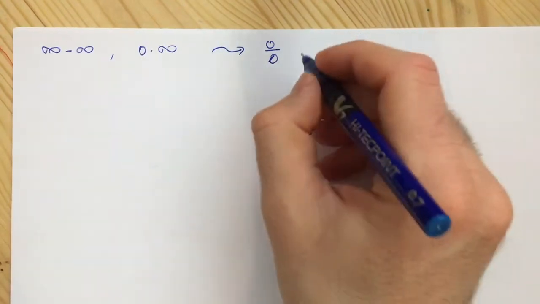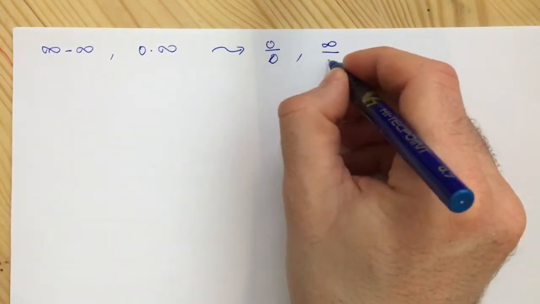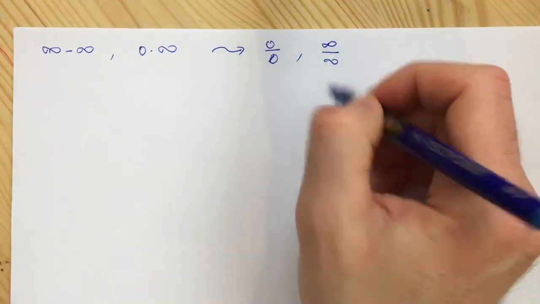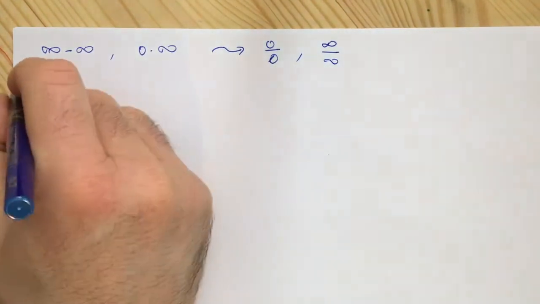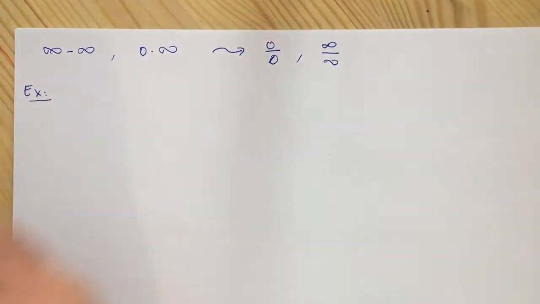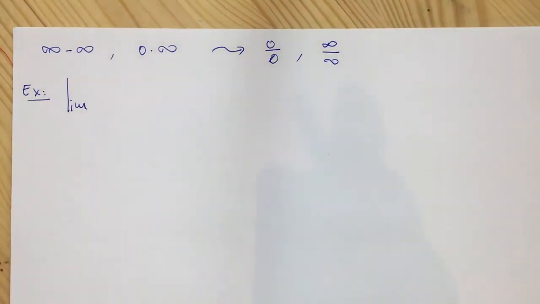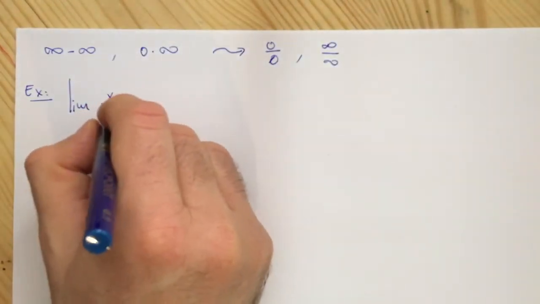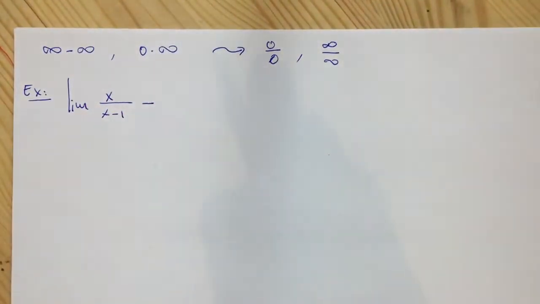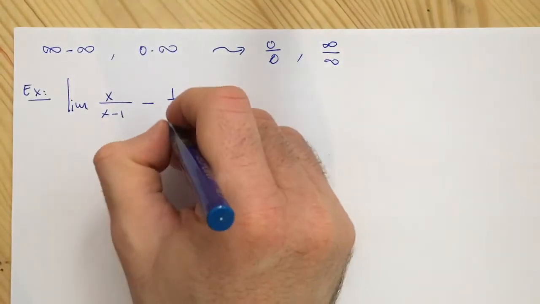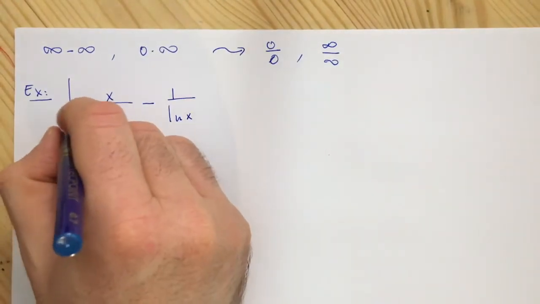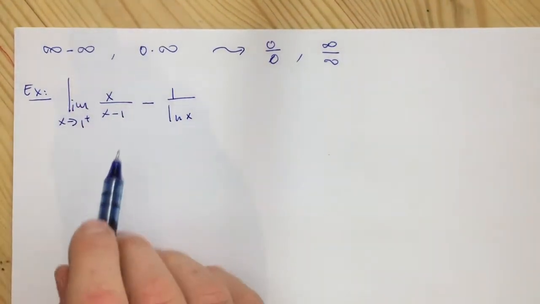Okay, again, I'm going to remind you, we can use the L'Hopital's rule if I have the case of 0 over 0 or infinity over infinity. So let's do the first example. The first example says evaluate the limit of x over x minus 1 minus 1 over ln of x as x approaches 1 from the right.